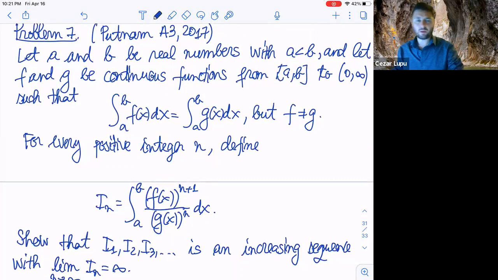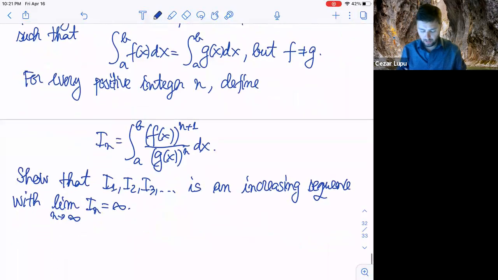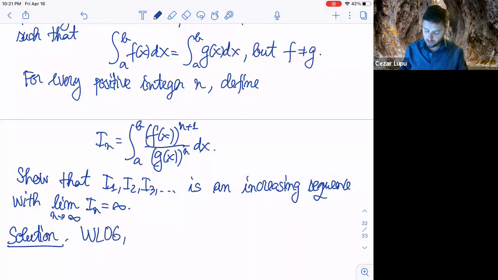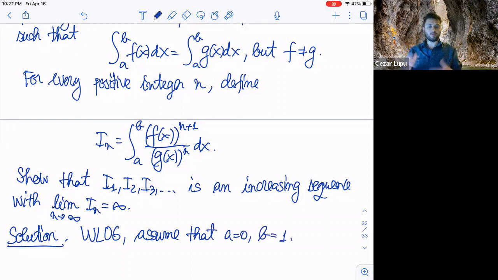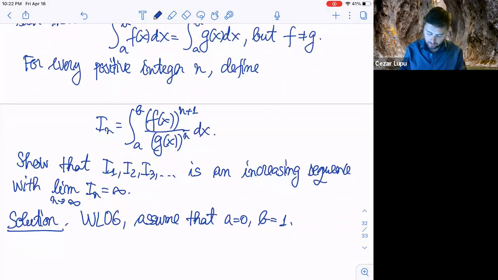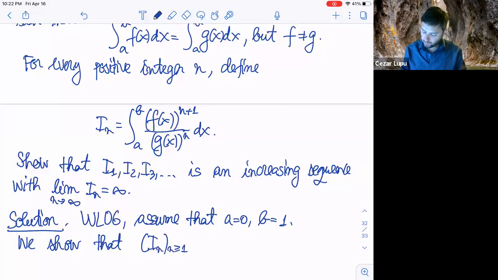All right, since I don't want to deal with too many A's and B's, without loss of generality, let me show you the solutions here. Without loss of generality, assume that A is 0 and B is 1. So I'm going to just work with the interval 0, 1. So first I'm going to show that the sequence I(n) is increasing.